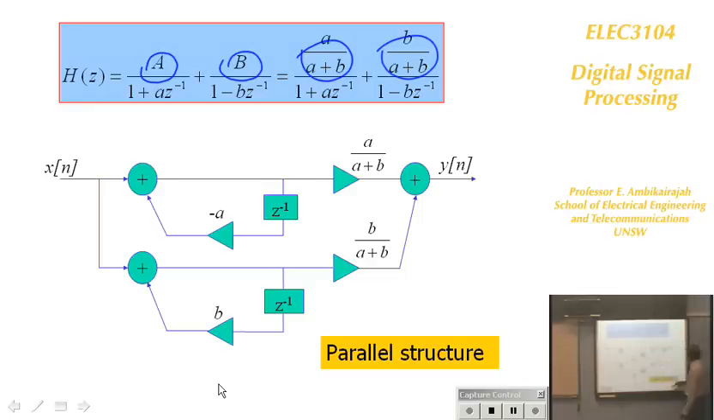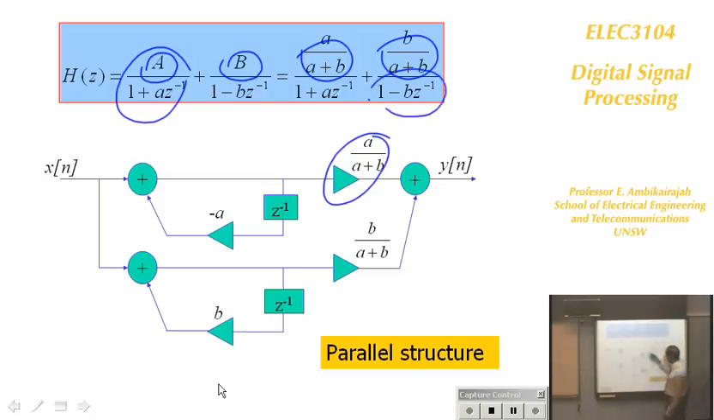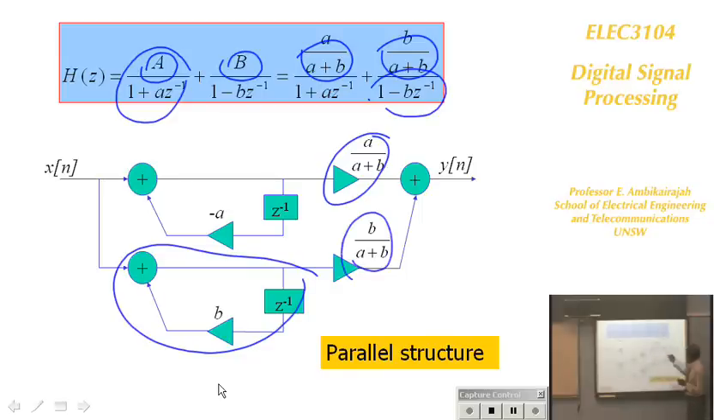Once I have that, these are multipliers. So here's the multiplier. So you do that first, which comes in as our first one and multiply by that. Plus you get this part, 1 over 1 minus B z to the minus 1, that's that one, and multiply by B over A plus B, you get y(n). So that's your parallel structure. So I've shown you a very simple example where you have got cascade structure and parallel structure.